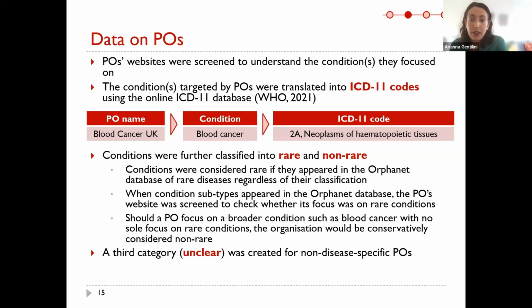And then finally, a third category was created for non-disease specific patient organizations. These can include, for example, coalitions of charities and/or organizations focused on palliative care.